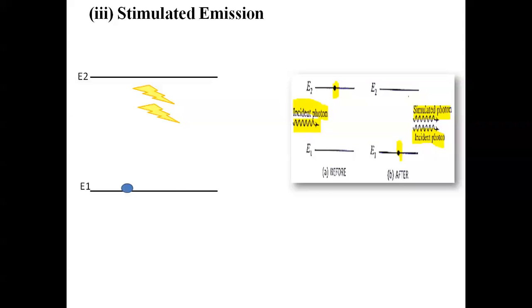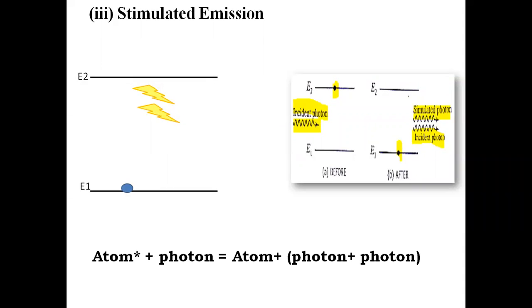This is all about induced absorption, spontaneous emission, and stimulated emission. This will be asked for 5 to 6 marks in the examination. Try to practice them. I have already shared in the notes, not that difficult. I can summarize the stimulated emission using an equation: atom star, that means excited atom, plus photon, will give us atom in the ground state plus two photons. This is known as light amplification.